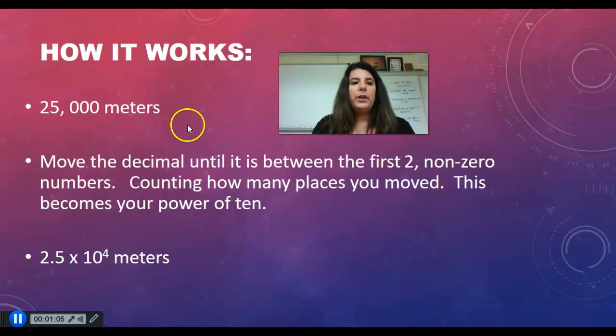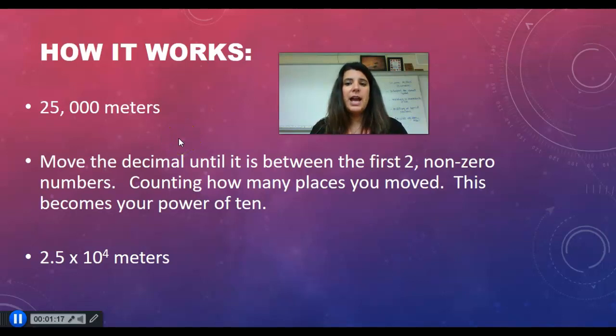So here's how this works. Let's say we have something that measures 25,000 meters, and we want to write that in scientific notation. What we're going to do is move the decimal until it is between the first 2 non-zero numbers. As you move it to that place, you count how many places you move. This will become your power of 10.